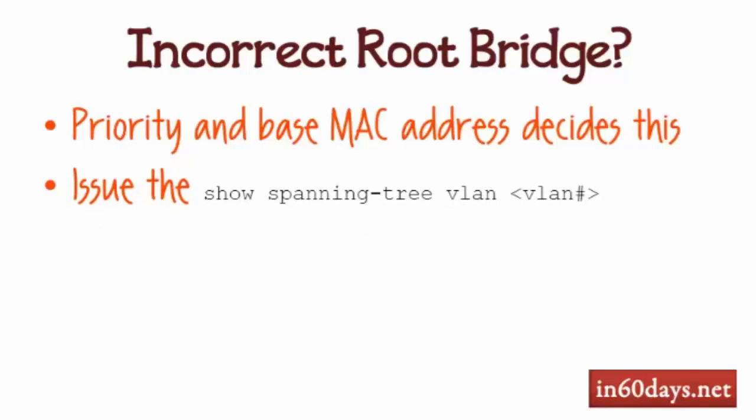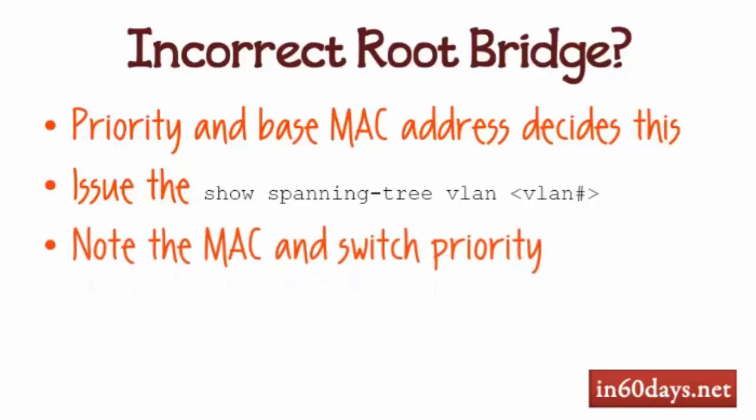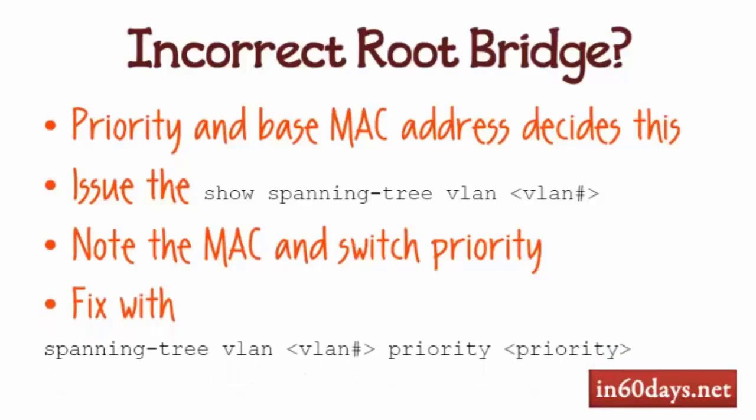You can issue the show spanning-tree command and then the VLAN number if it's in a certain VLAN, or the root for a certain VLAN, and have a look at the MAC address and the switch priority. We've already mentioned this: you can fix it with the spanning-tree VLAN command and then the priority.